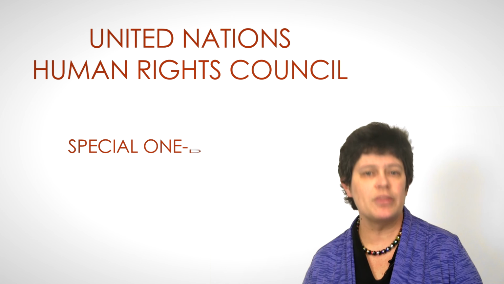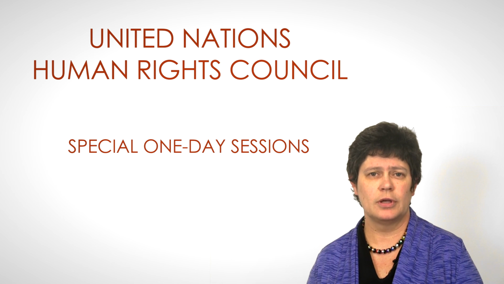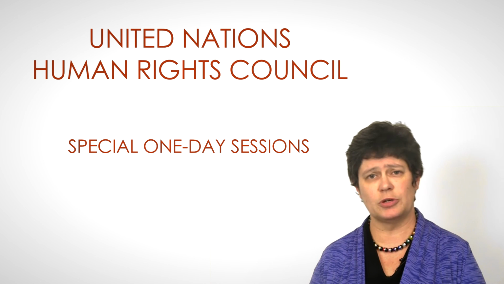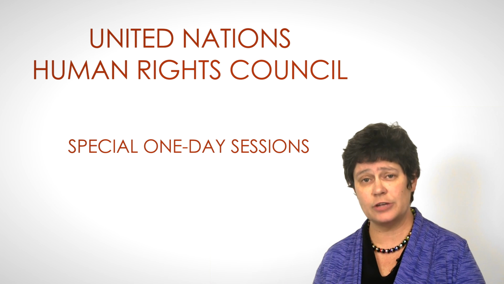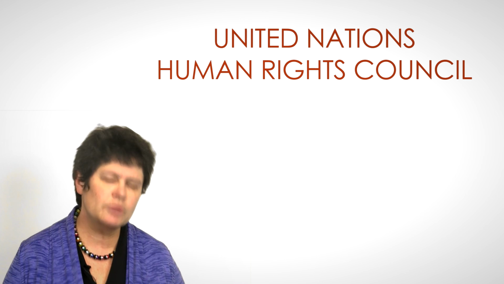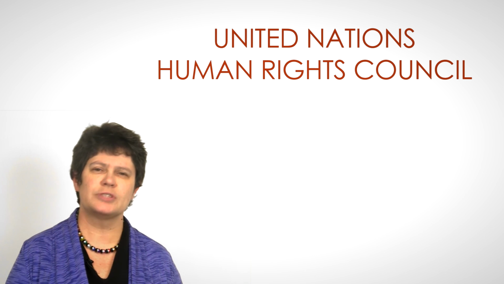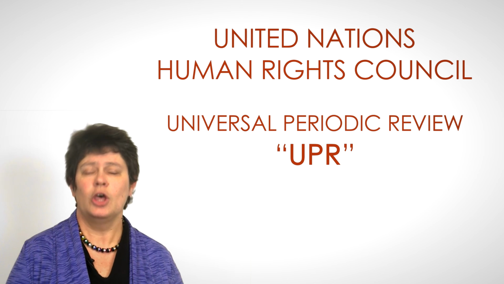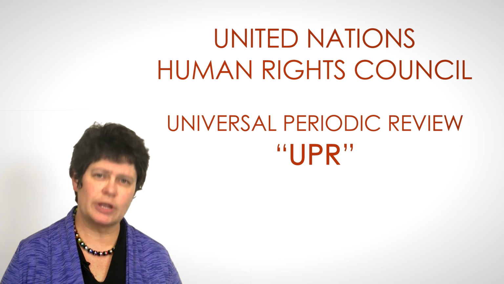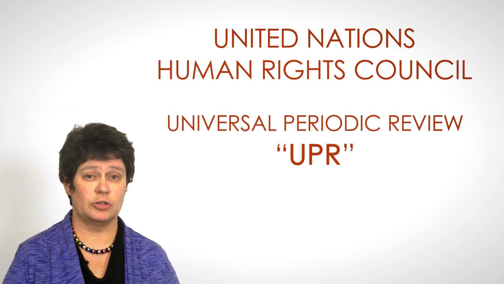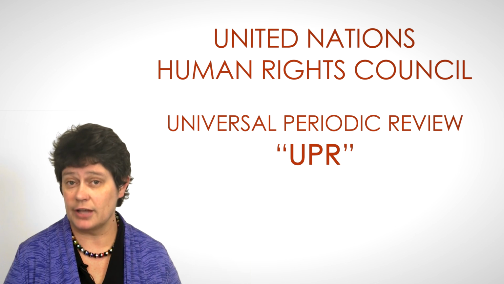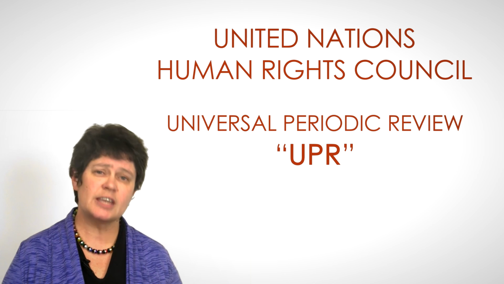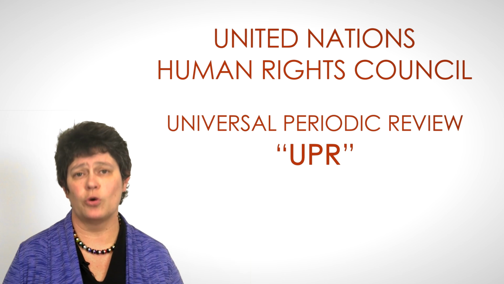By a vote of 1/3 of the members of the Council, there's also the provision for special one-day sessions on particular human rights issues or on particular countries. The Human Rights Council also controls a process known as Universal Periodic Review, or UPR. With UPR, the human rights record of every state member of the United Nations, that is 193 countries, is examined by all of the other countries. This takes place on a rolling basis over 4.5 years.